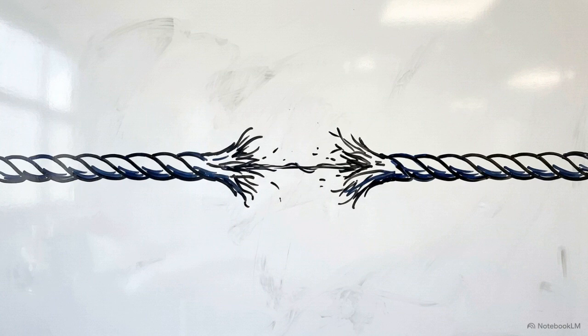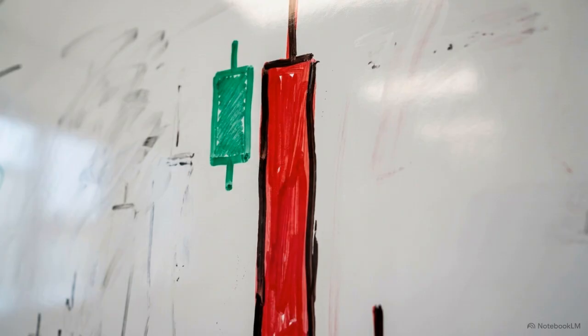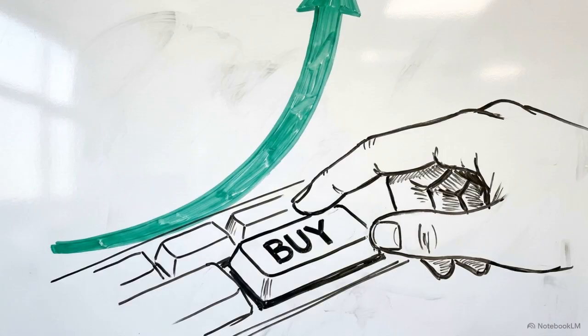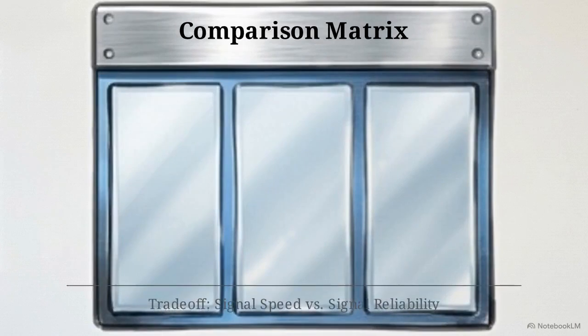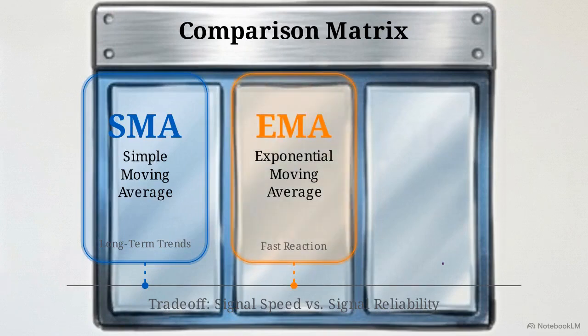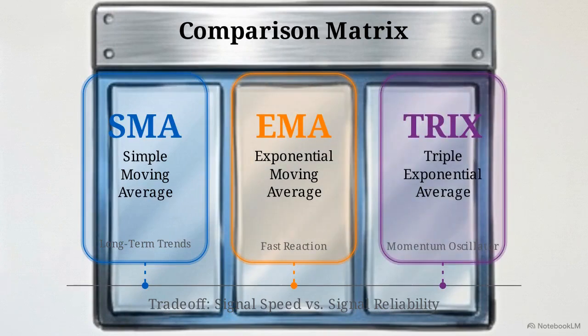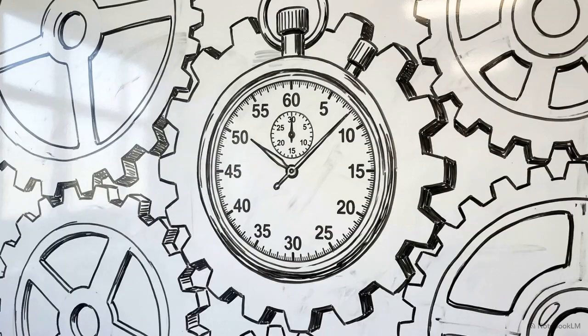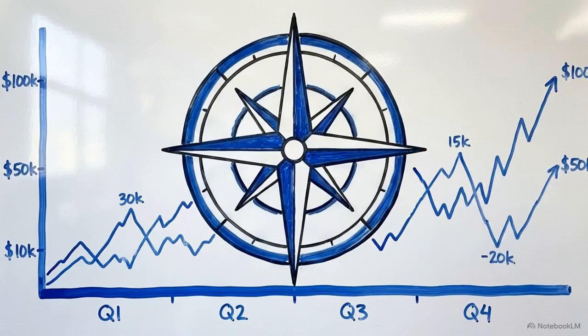If you try to catch a new trend the second it starts, you risk getting tricked by a temporary fake-out. If you wait too long to be safe, you miss the profit. Today, we're going to weigh 3 specific tools that handle this trade-off differently: the simple moving average, the exponential moving average, and the triple exponential average, TRIX. Trading success comes from matching the math under the hood of these tools directly to your personal timeframe and risk tolerance. We start with the simple moving average, or SMA.